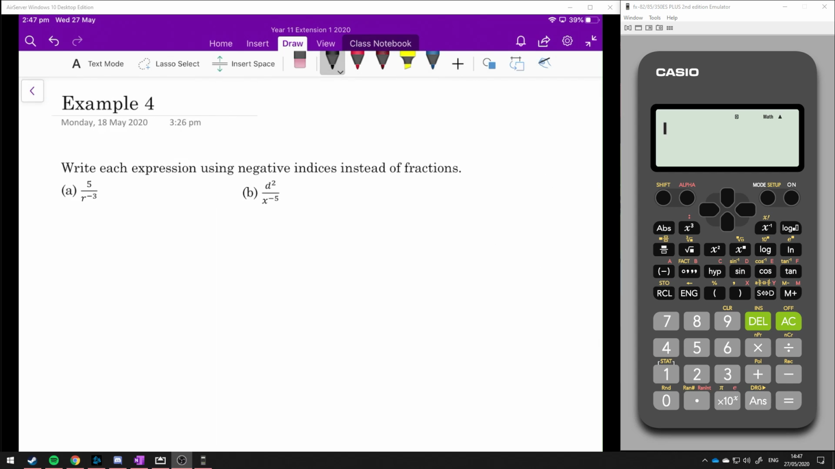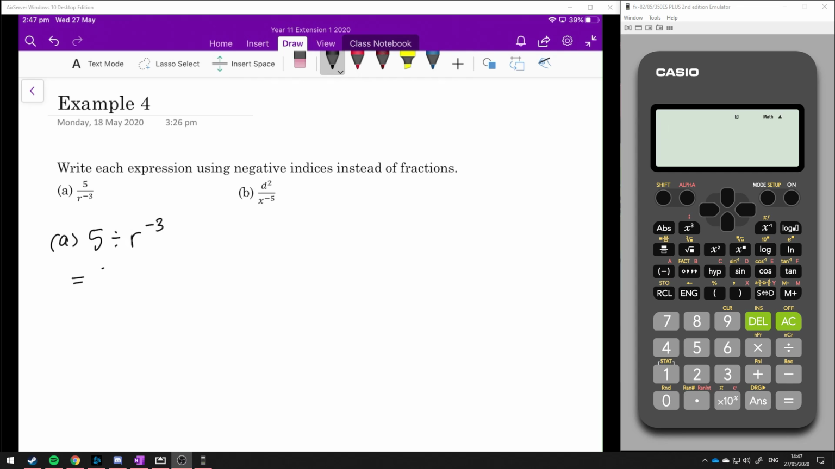Let's have a look at a few more examples involving some other negatives. Okay, so we've got 5 to the negative 3. What we're going to do is rewrite without the negative. If we've got the negative on the bottom, this is the same as saying 5 divided by r to the negative 3, which is the same as 5 divided by 1 over r to the positive 3. Now remember, whenever we want to divide by a fraction, we can just multiply by the reciprocal of that fraction, which is then just the same as 5 r cubed.